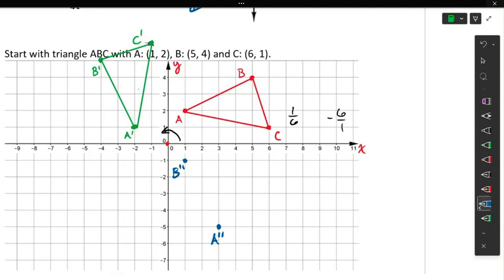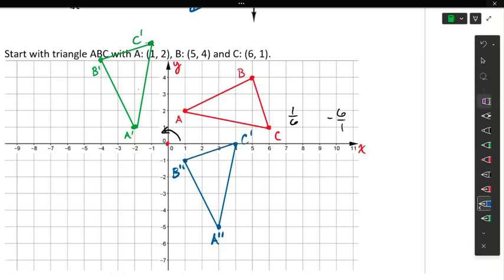And then for C, I'm going to increase by 5 the x values: 1, 2, 3, 4, 5, and I'm going to go down by 6: 1, 2, 3, 4, 5, and 6. This is my value of C prime. All right, let's go ahead and draw that triangle in. I've got this line segment, this line segment, and this line segment. So there is this triangle.